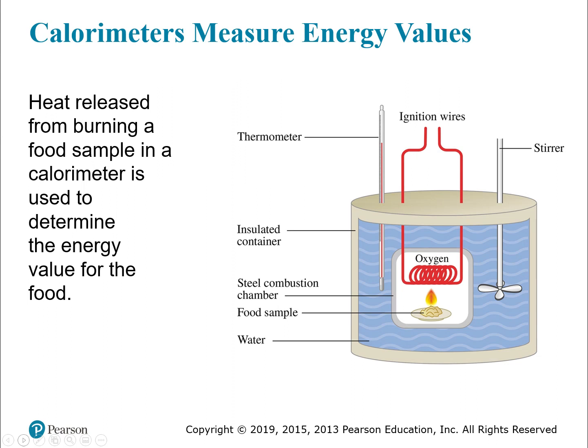To do that, we use calorimeters. This is experimentally, right? So when you look at the nutrition facts, there's an energy there. It tells you how many calories is in something. And the way that's figured out is by using a calorimeter. What you have is a steel combustion chamber, which I'm outlining here. And in that chamber, you put your food sample.